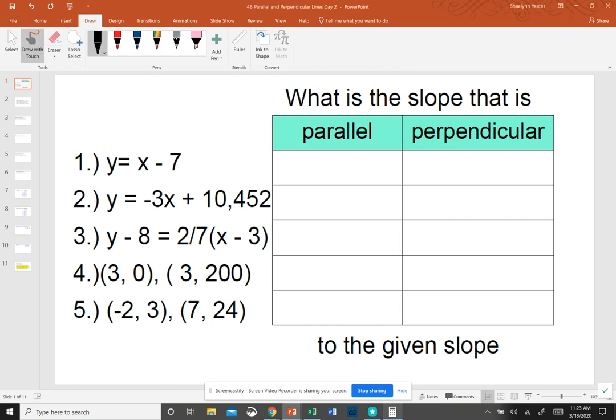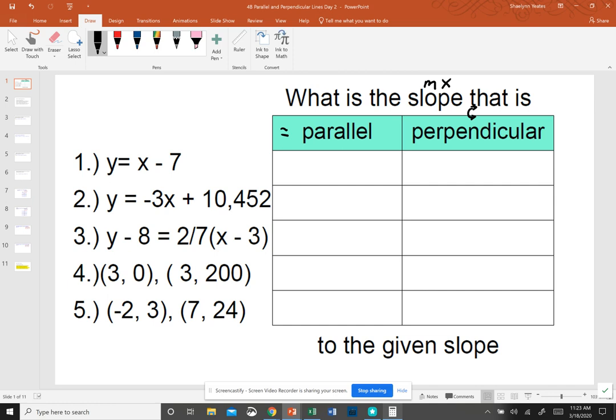All right. So yesterday we talked about slopes that are parallel and slopes that are perpendicular. If you remember, slopes that are parallel are equal. And remember, the slope is always the number in front of the x. Now, perpendicular, they are flipped over.